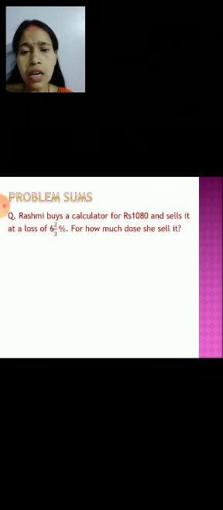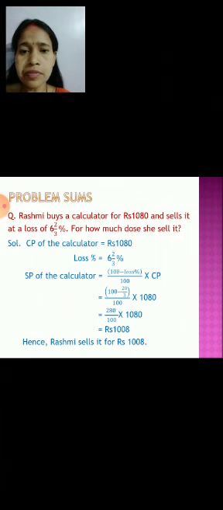Now one more sum I have taken. See here, Rashmi buys a calculator for rupees 1080 and sells it at a loss of 6 whole number 2 by 3%. For how much does she sell it? Here cost price is given, we will write it. Loss percent is given, we will also write it. For SP, we will use this formula, (100 minus loss percent) by 100 into CP. In place of loss percent, write 20 by 3, because it is given as 6 whole number 2 by 3. When you convert into an improper fraction, it will come 20 by 3. Solve it, you will get 1008.